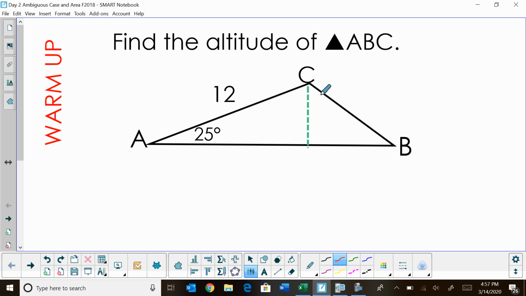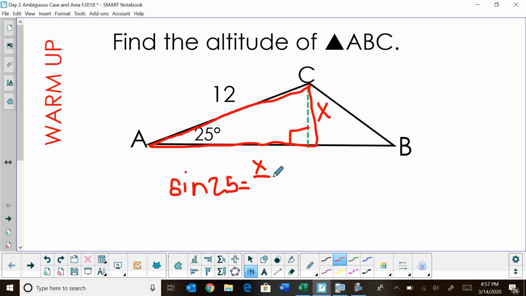I'm going to highlight what we're really using: this right triangle, where the right angle is associated with the altitude. We need to find this length over here, the height of the triangle. From here, I'm going to use the opposite and hypotenuse. So I'm going to take the sine of 25, and that's going to equal x over 12. Then I'm going to solve for x, which is your height.